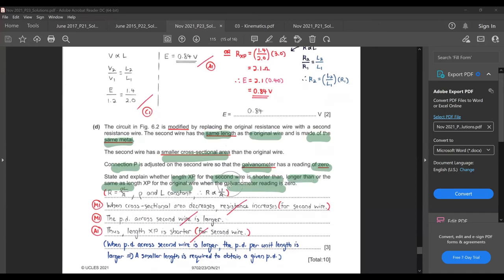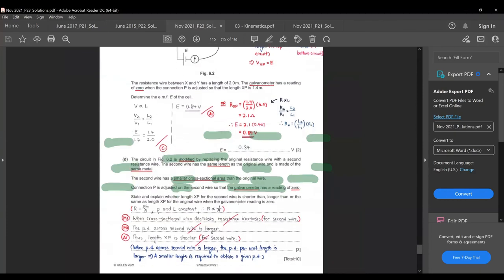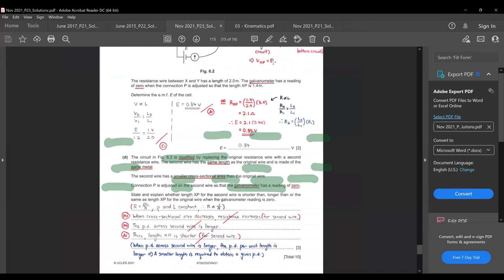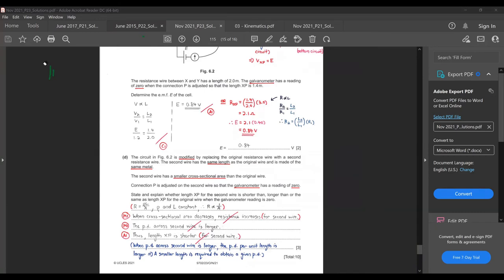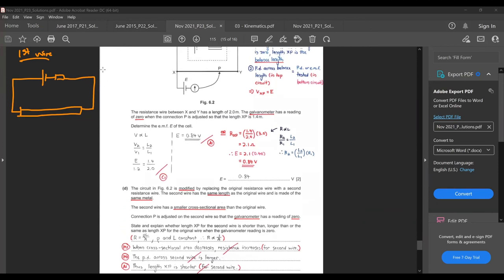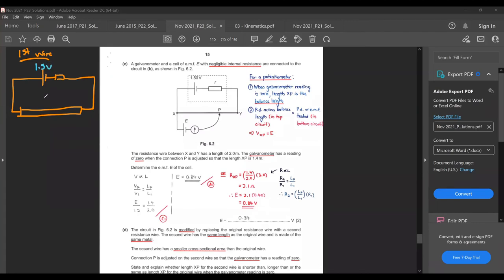Okay. So what happens if we make the changes to the second wire? Let's have a look at this. If you're talking about the original diagram, this is your resistance wire. This one was talking about the first wire. We know that our EMF is 1.5 volts. And then this one will be 1.2 volts. Obviously, this one is going to be 0.3 volts now.